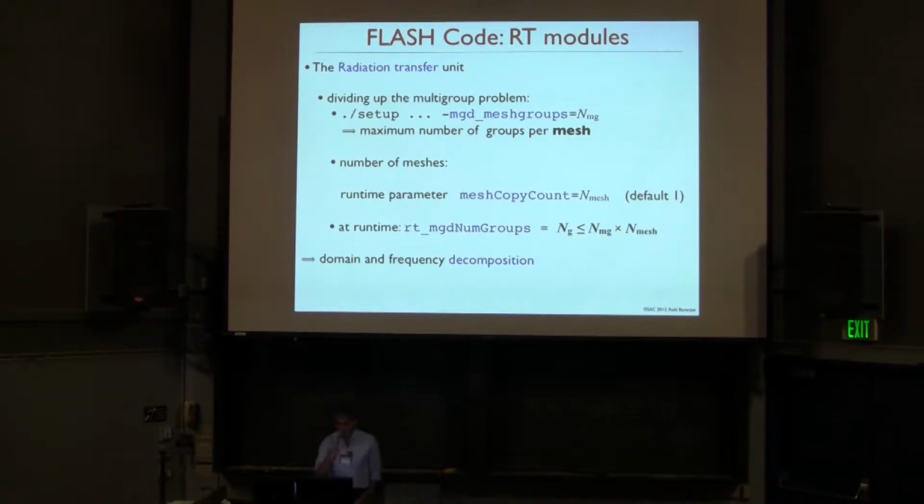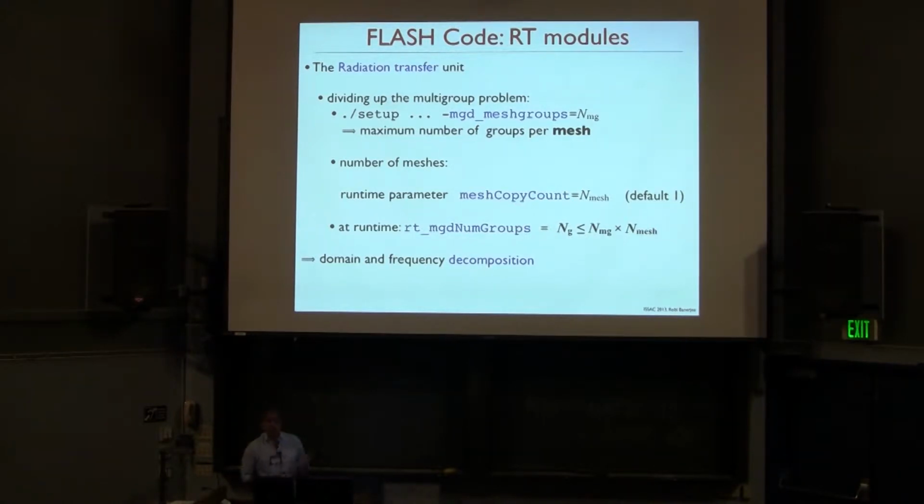If you want to use this module, there is a way essentially to speed it up a little bit, in the sense that you do a decomposition not only in space, as the Flash code does anyway using the AMR library, but you can also use, and this might be useful to speed up the calculation, a frequency decomposition. And how does this work?